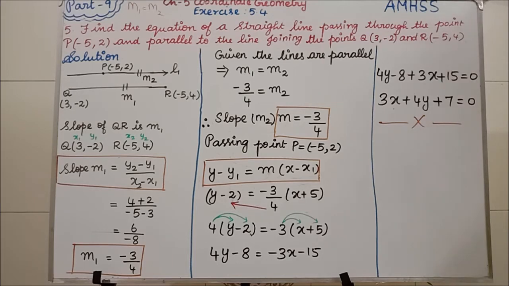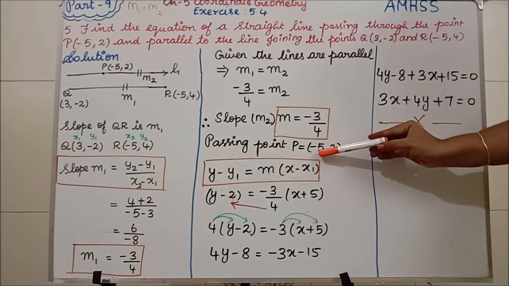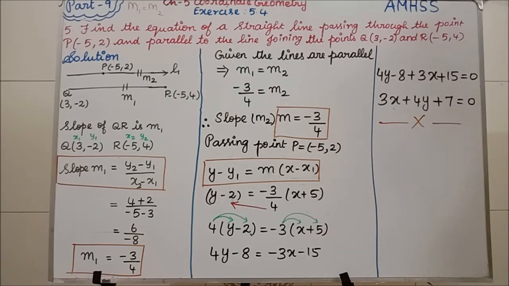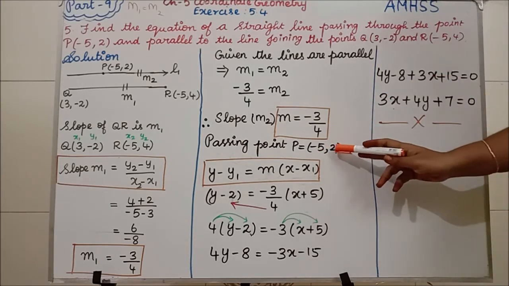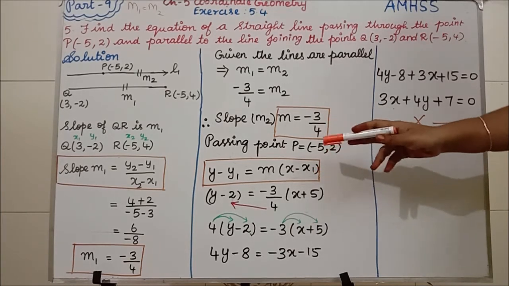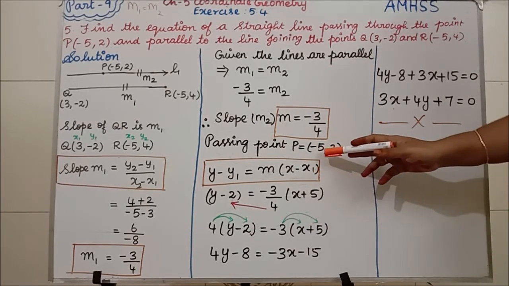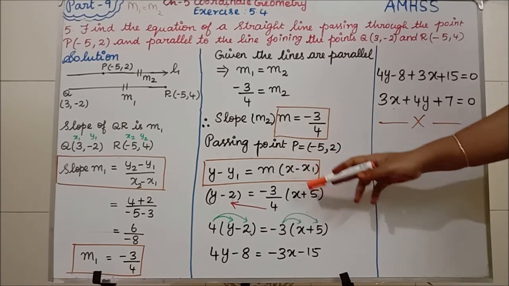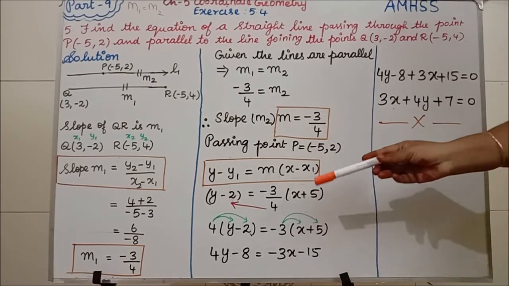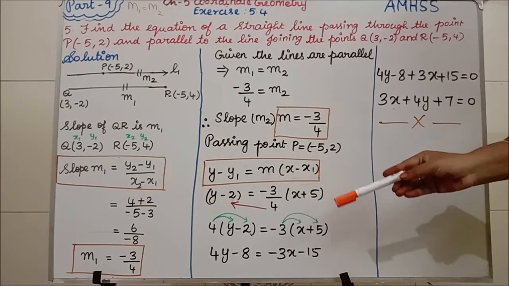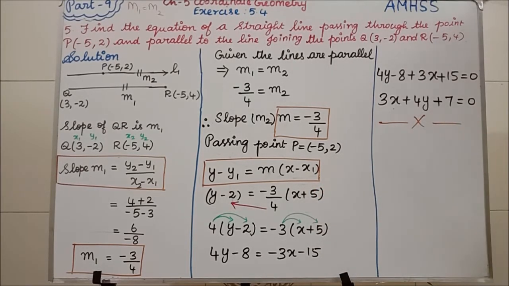Clear, students? See, this is our x1 and this is our y1. y minus y1, which is 2, equals m, which we have got as minus 3 by 4, into x minus x1. Since x1 is minus 5, and there is already a minus in the formula, we write plus 5. Here the denominator is 4, so if we do cross multiplication, we get 4 into y minus 2 equals minus 3 into x plus 5. Clear? So 4 into y, if you multiply, we will get 4y.